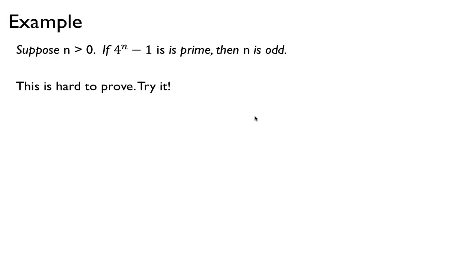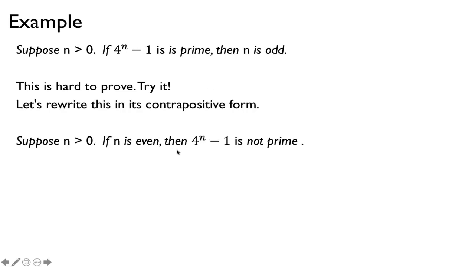So here's an example. Suppose that n is positive, and we have that 4 to the n minus 1 is prime. We want to prove that n is odd. If I try to prove this directly by assuming that 4 to the n minus 1 is prime, and using that fact to prove that n is odd, it's actually very hard. You should try it and see if you can do it. But if I rewrite this in its contrapositive form, again negating the conclusion: if n is even, then 4 to the n minus 1 is not prime. So that's the contrapositive. This statement is equivalent to the original, but it's much easier to prove.